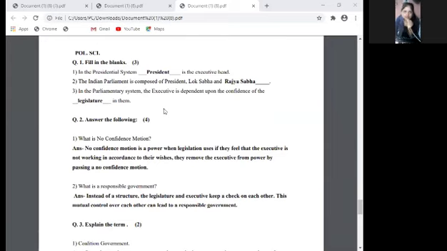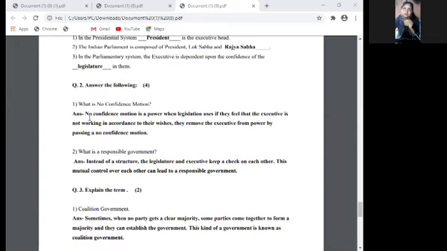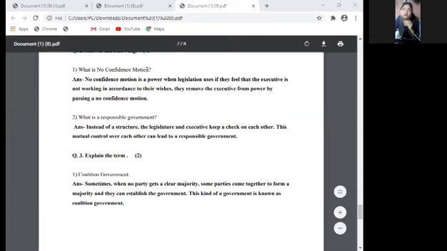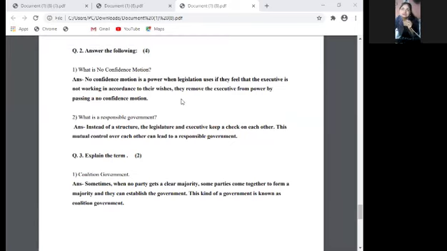Then political science. Question 1 is fill in the blanks. First answer is president. Second is Rajya Sabha. Third is legislature. Answer the following. What is no confidence motion? This was 2 marks each. So you had to write it in your proper words. What is no confidence motion?